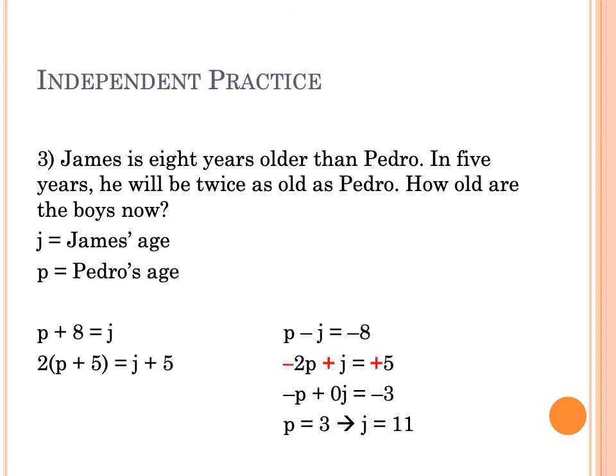I chose to multiply the second equation by -1. The benefit of that is that it got us to a very neat linear combination where we could cancel the j's. When you do that, you end up with negative p equals -3. By solving that, you get p equals 3. And you can substitute back in and get j equals 11.